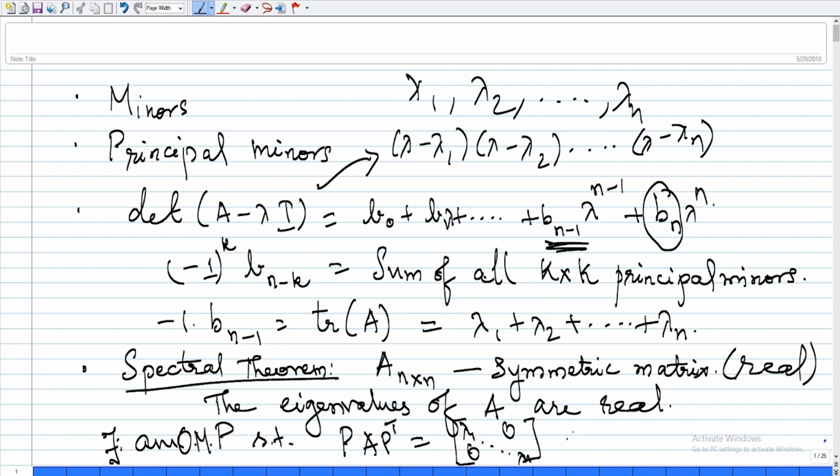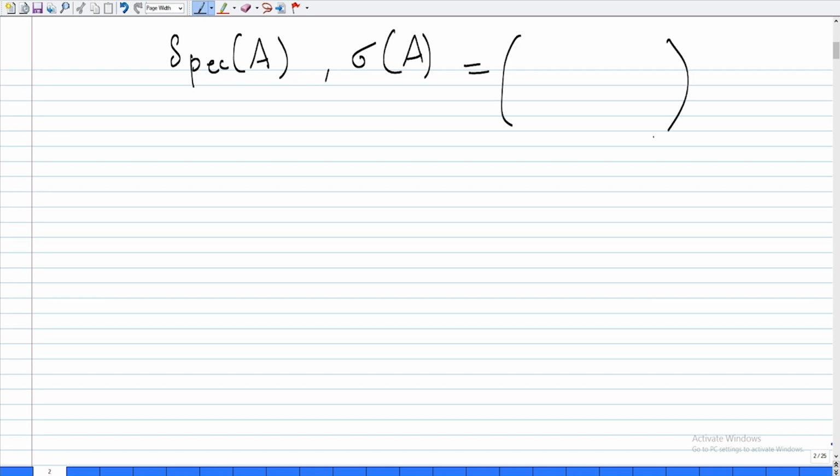We will get back to this when we are looking at the eigenvectors, and when we need it we will pull out these results, but I am just giving you this a priori. For some notation, I will denote the spectrum as the spectrum of the matrix A, or in some books they also use sigma of A. And how do we represent this? There are two different ways of representing it.